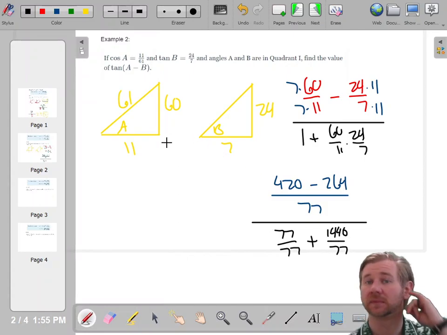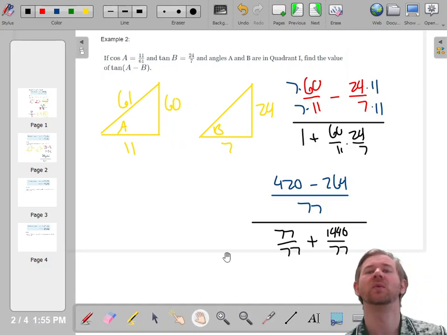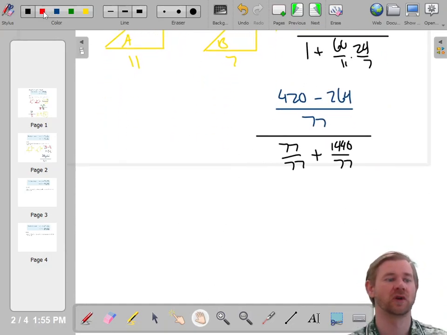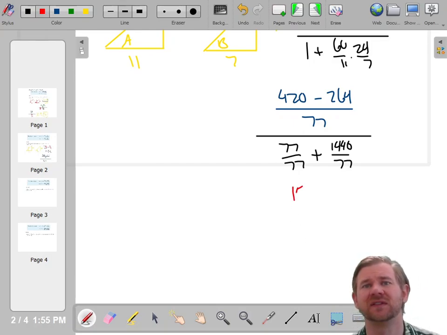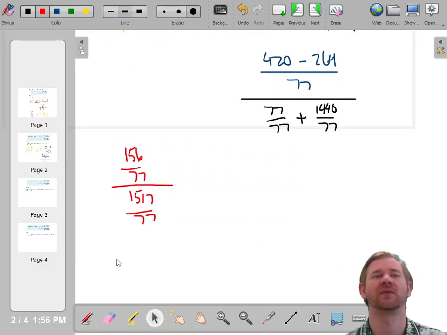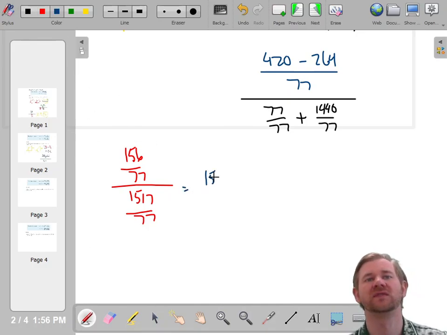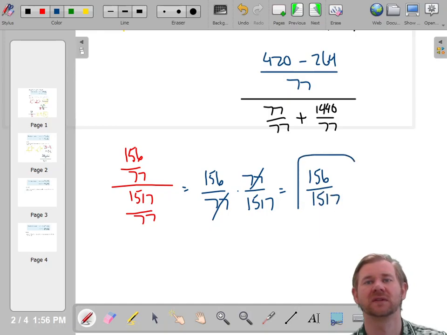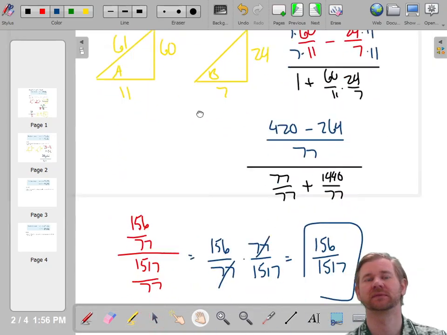for 77. Okay. So we have the top and the bottom now. We need to simplify. So I'll do 420 minus 264. That's 156 over 77. And when you add those together, you get 1517 over 77. Now it's just a matter of canceling out the 77s, but I'll write it all out just so you see it. 156 over 77 times 77 over 1517, and you get 156 over 1,517. Again, weird fractions, that's okay. We have exact answers for really messy problems, okay, but we have an exact answer.